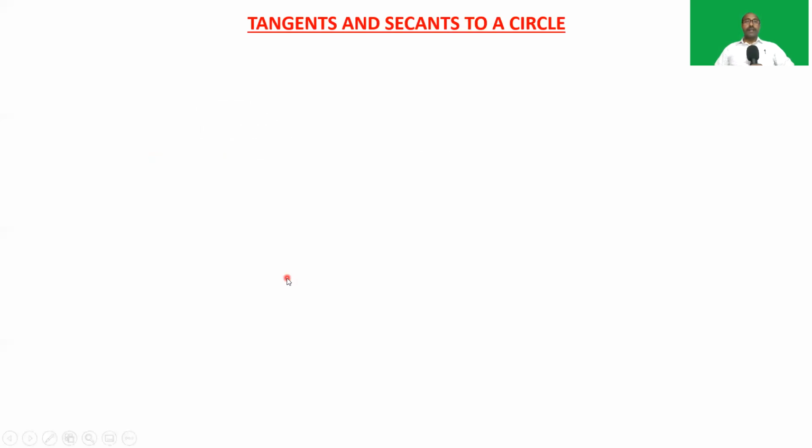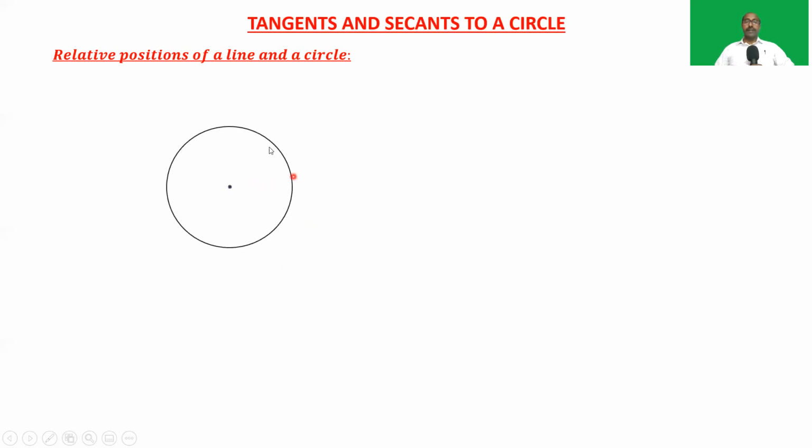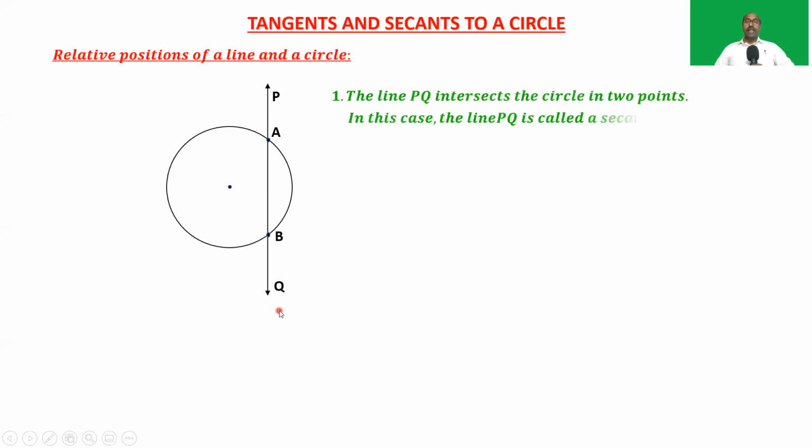Also, now what are the relative positions of a line and a circle? How many positions are there with respect to a line and a circle? So, here we have a circle and a line. Here, the line PQ is intersecting the circle in two distinct points, A and B. Now, the line PQ is called a secant to the circle.